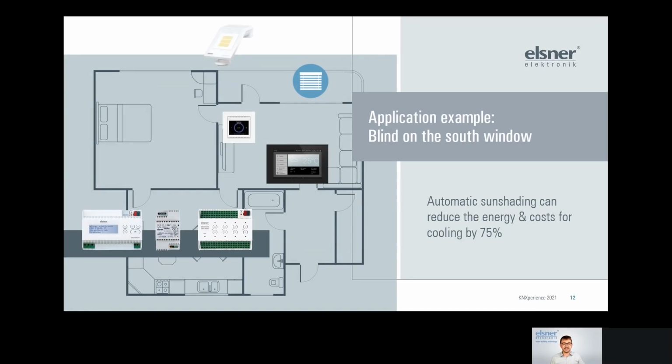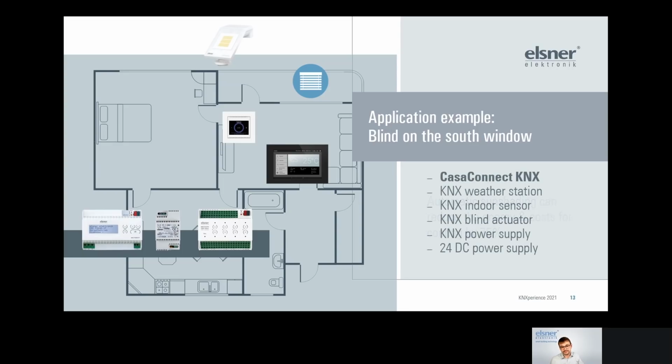Let's get into an application example. The blind on the south window. Automatic sun shading can reduce the energy and costs for cooling by 75%. You might need an air conditioner, but you don't need it that much with the automatic sun shading. Let's get into this example.